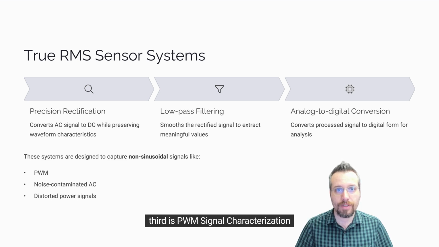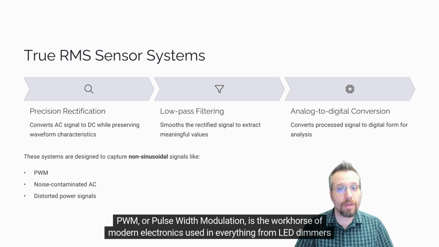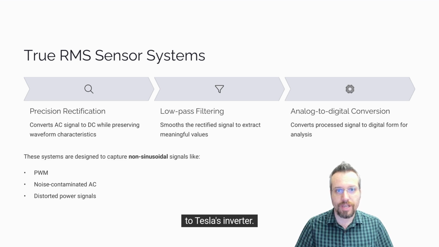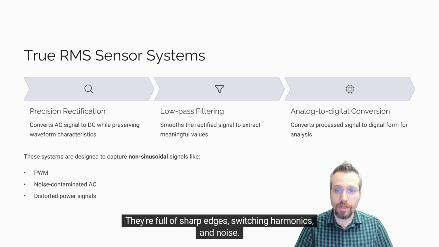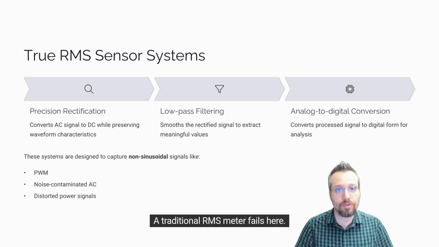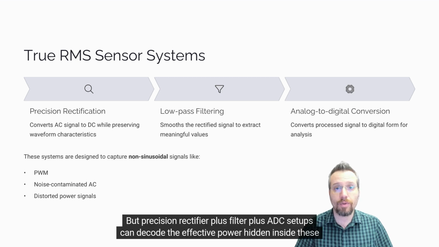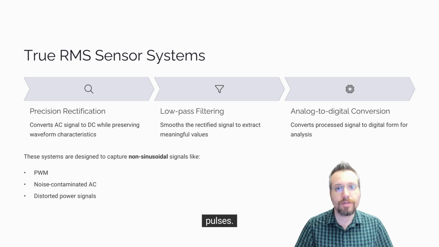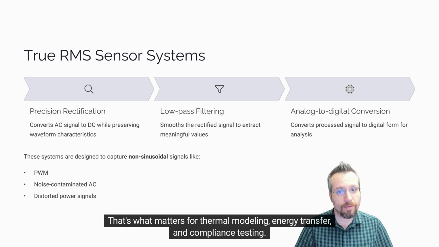Third is PWM signal characterization. PWM, or pulse width modulation, is the workhorse of modern electronics, used in everything from LED dimmers to Tesla's inverter. But PWM signals are not pure sine waves. They're full of sharp edges, switching harmonics, and noise. A traditional RMS meter fails here, but precision rectifier plus filter plus ADC setups can decode the effective power hidden inside these pulses. That's what matters for thermal modeling, energy transfer, and compliance testing.